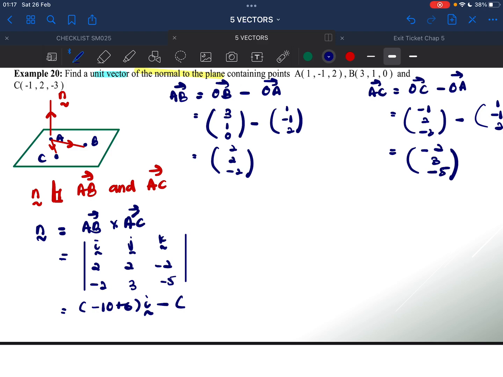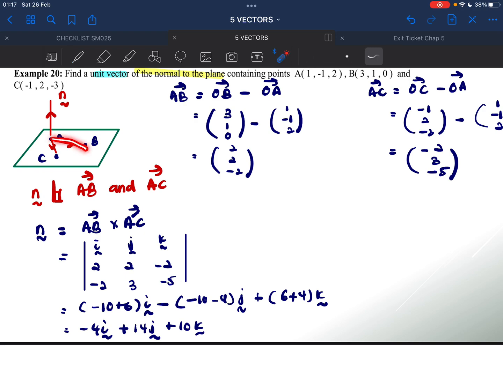Okay, so here should be negative 10 minus 4, j. And the last one is plus, cover here, we have 6 minus negative 4, so that will be 6 plus 4, k. And here we have the answer negative 4i plus 14j plus 10k. Okay, so that is your normal, which is n.